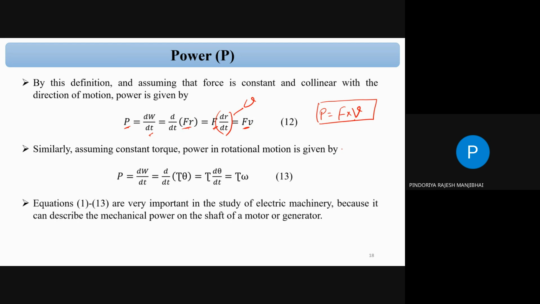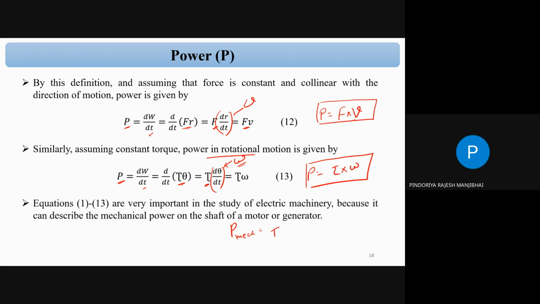What about rotational motion? Power in rotational motion: P equals dW by dt, and W is nothing but torque times theta. Theta continues rotating, and torque is constant, so we have d theta by dt, which is nothing but your omega. So power in terms of speed and torque is power equals torque times omega.